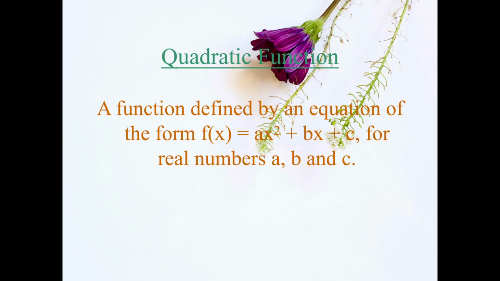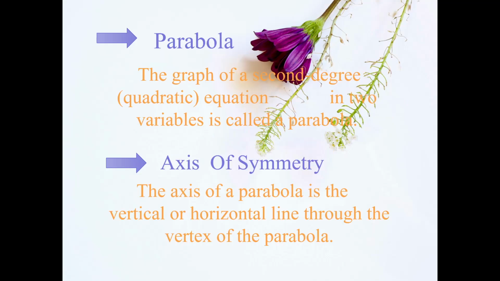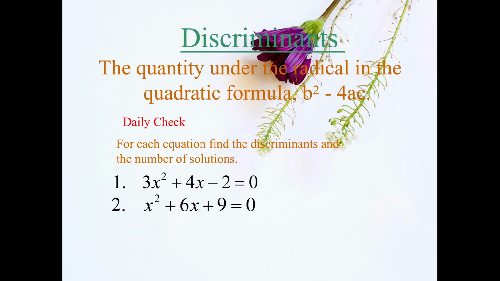Quadratic function, a function defined by an equation of the form f of x equals ax square plus bx plus c for real numbers a, b, and c. Parabola. The graph of this second degree quadratic equation in two variables is called a parabola. Axis of symmetry. Discriminant. The quantity under the radical in the quadratic formula, b square minus 4ac.